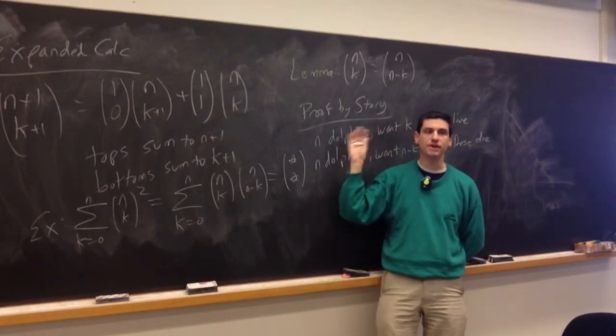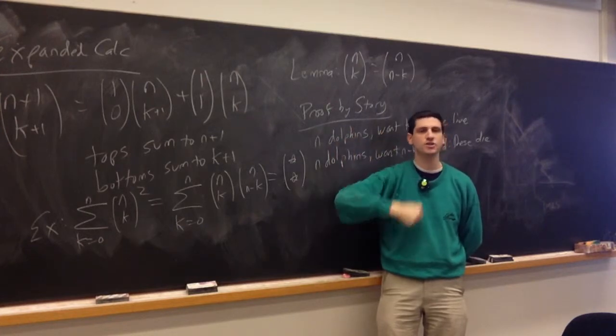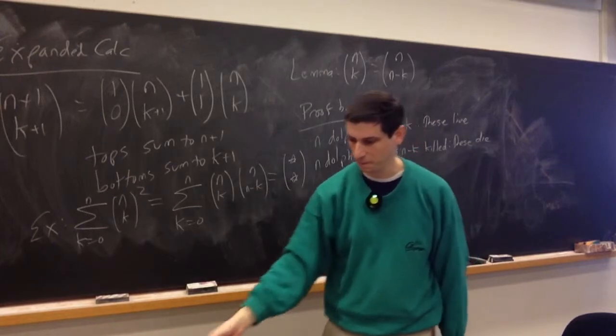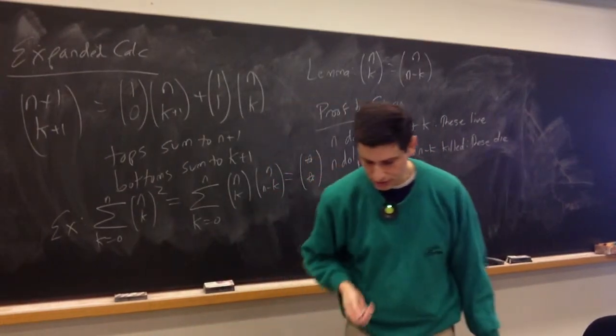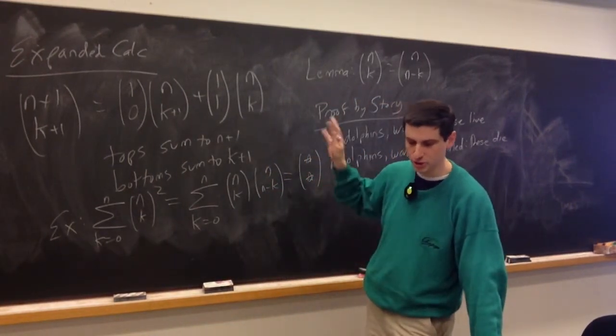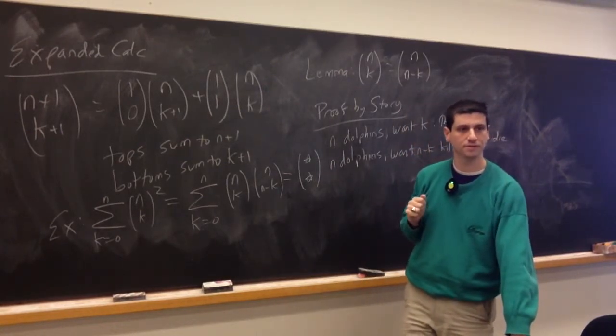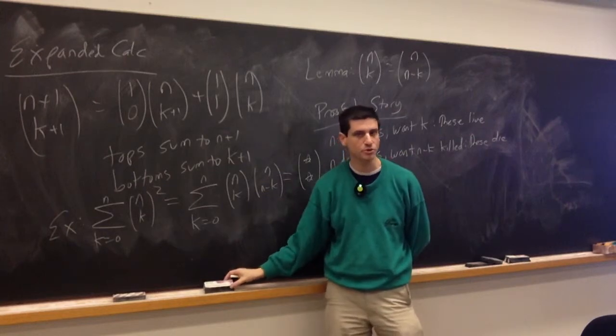Okay? This is a very hard method. This is very different than just the plug and chug calculations. You've got to figure out what is the right story to tell. Okay. Any questions so far about what we've done? Everybody's comfortable with these basic combinatorics.